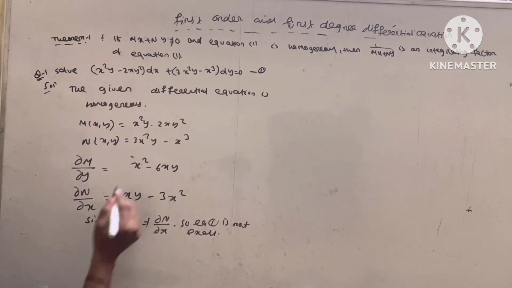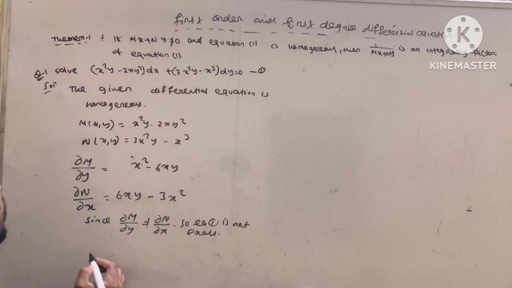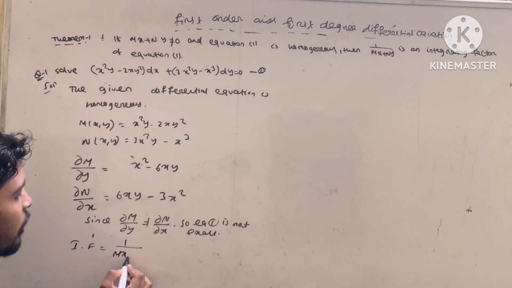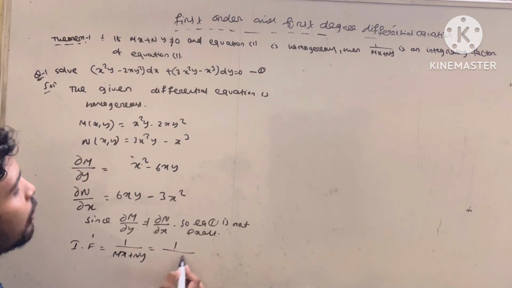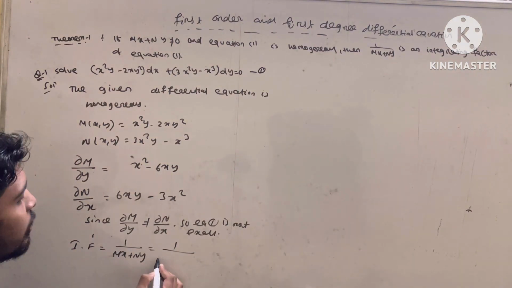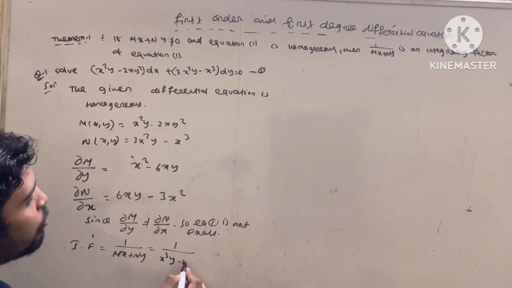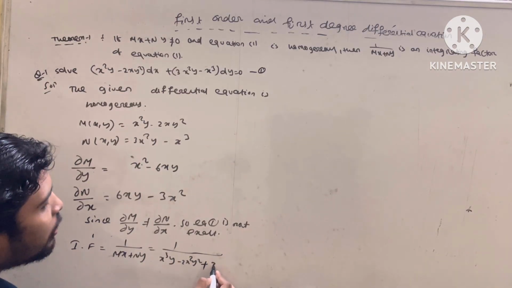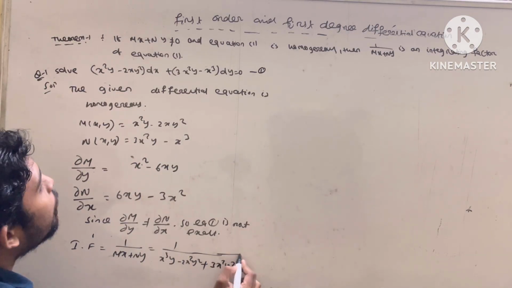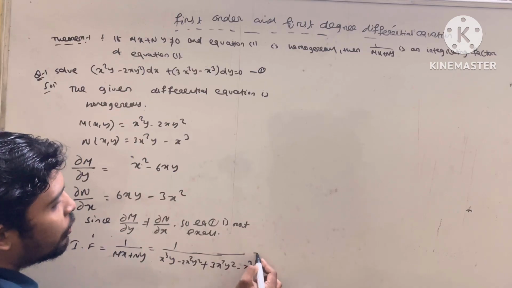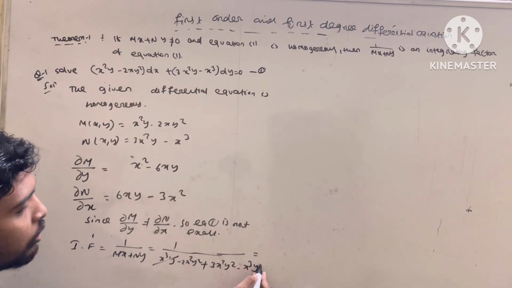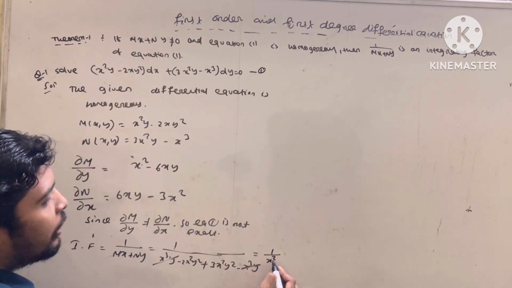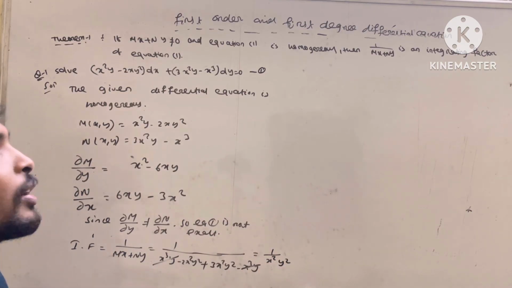Now the integrating factor is what? 1 by Mx plus Ny. So the integrating factor 1 by Mx plus Ny is what? Mx is x cube y minus 2x square y square, plus Ny is 3x square y square minus x cube y. So you get that this one cancels out, and this is 1 by x square y square. So this is the integrating factor.